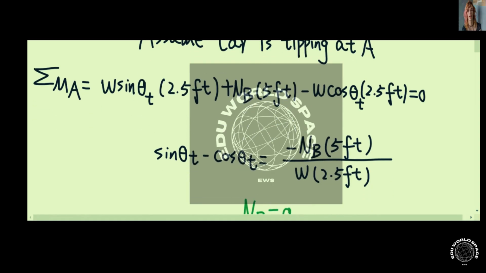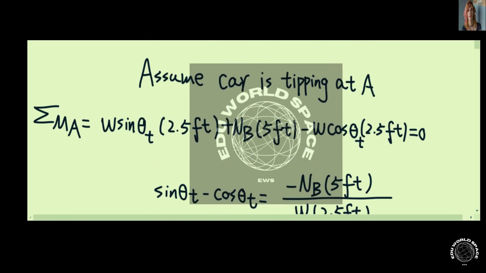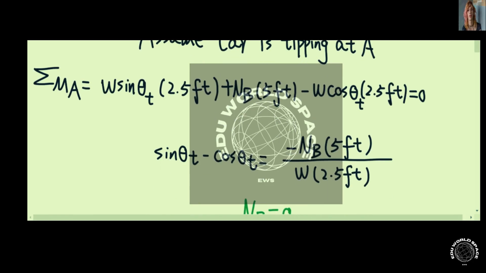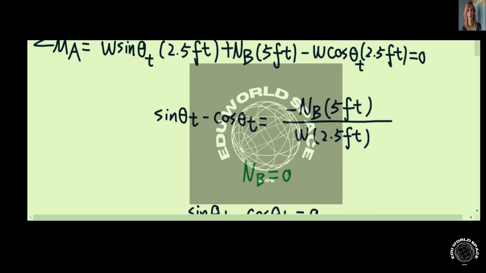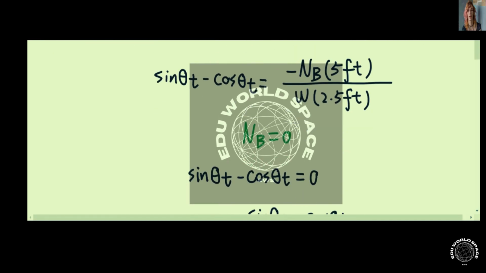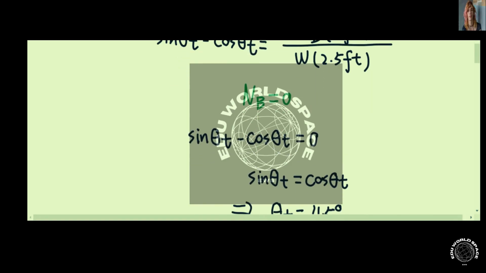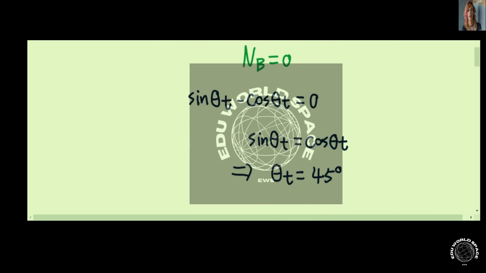Since we assume that the car is tipping at point A, the normal force at point B should be equal to 0, because when the car is tipping at point A, that means the side of the car at point B is completely off the ground. This gives us sine theta_t minus cosine theta_t is equal to 0. So sine theta_t is equal to cosine theta_t, which means that angle theta_t is equal to 45 degrees. So the tipping angle is equal to 45 degrees.